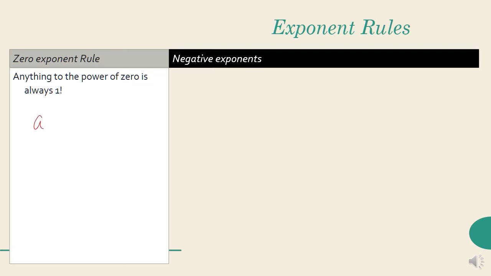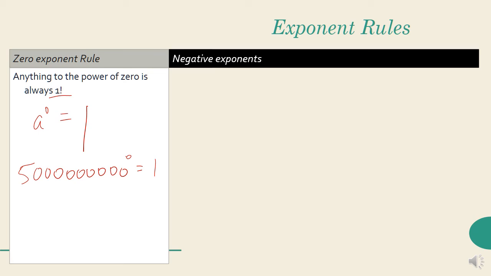So a to the power of 0, what does it tell you it is? 1. What about, I don't know, write a bunch of zeros here. What is that to the power of 0? 1. You don't believe me? Enter in your calculator. Try.